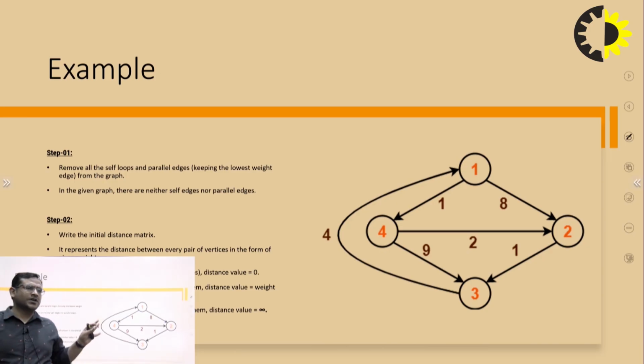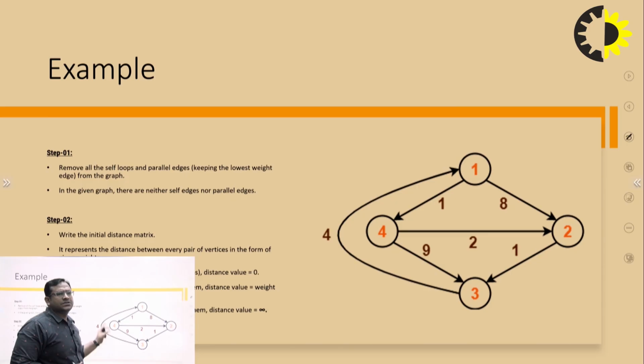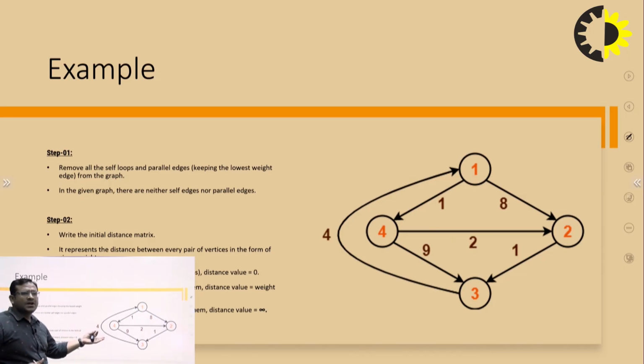There are 4 vertices and edges are running in every edge. Got my point? So what is step 1? Step 1 is to remove all the self loops and parallel edges. There is no self loop, because I told you earlier a self loop is basically the 0.